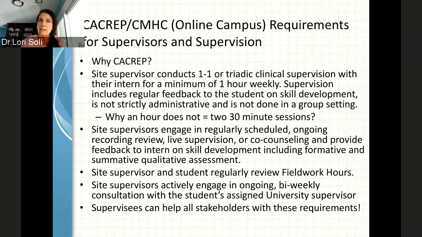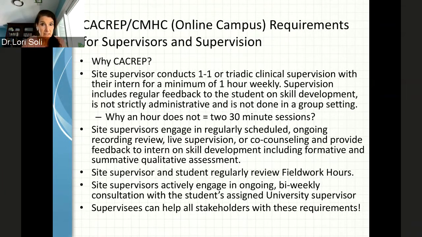Site supervisor, within the scope of our program, means when you are in your fieldwork, which would be practicum, internship, internship 2, and advanced internship if you need it. While you are at a fieldwork site out in the field, you will have a site supervisor. That person will be doing clinical supervision with you for a minimum of an hour a week, either one-on-one, meaning one supervisor to one student, or triadic, which means one supervisor to 2 students, for a minimum of 1 hour weekly.